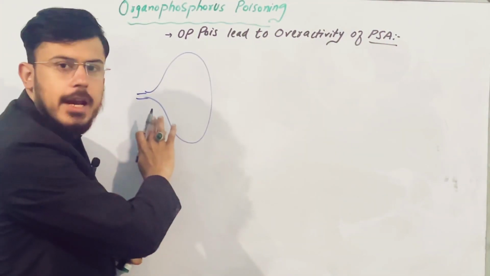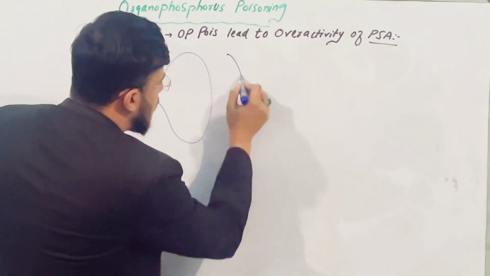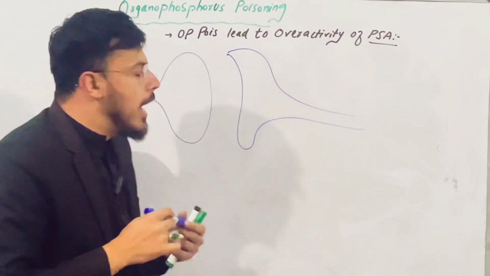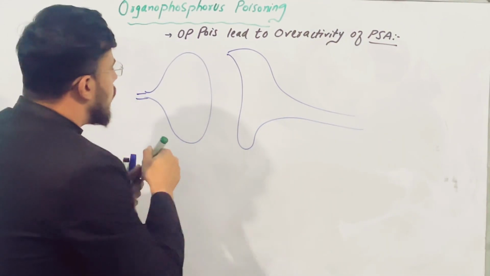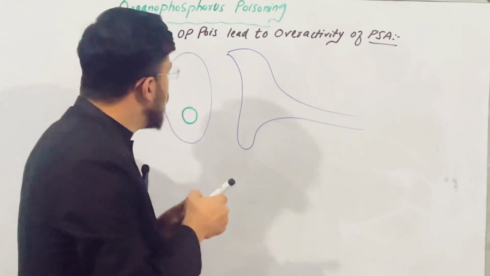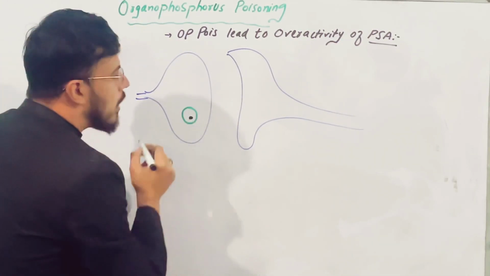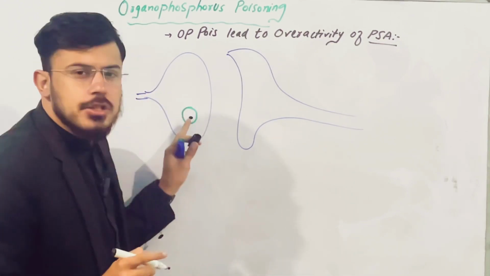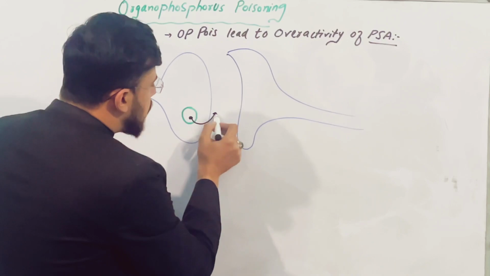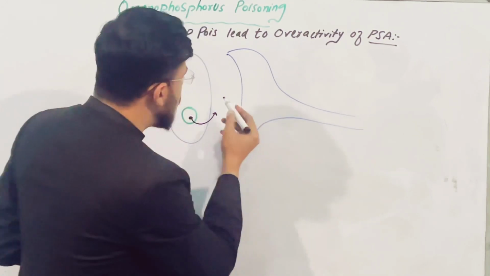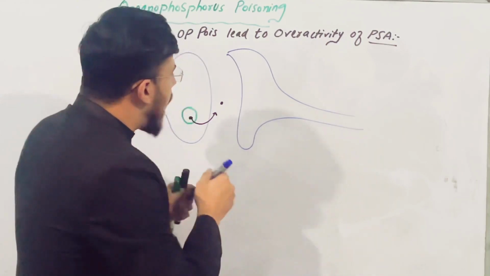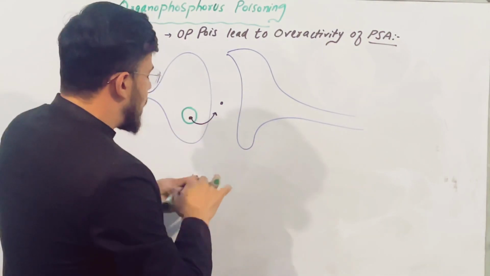This is the presynaptic neuron and this is the postsynaptic neuron. As we know, in the presynaptic neuron there are vesicles. Vesicles contain the neurotransmitter in the form of acetylcholine. Once the action potential reaches, this acetylcholine shifts from the presynaptic neuron into the synaptic cleft, and it binds to the postsynaptic neuronal receptors.